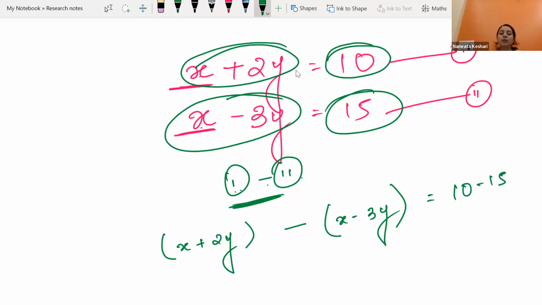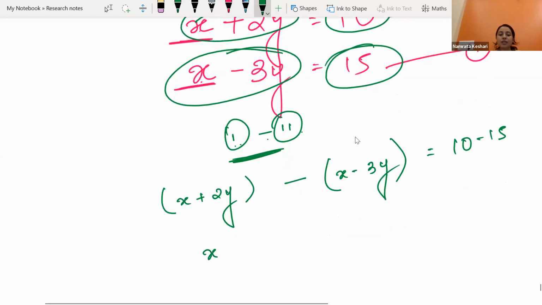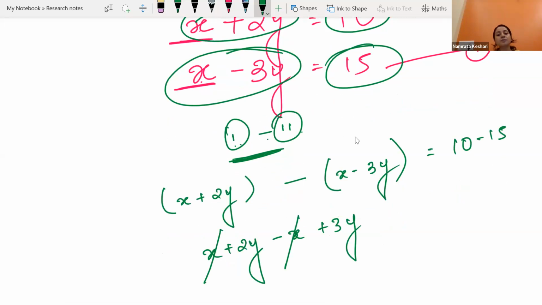Okay, let's open the bracket. We will be having x plus 2y minus x plus 3y. See how easily we are able to eliminate x, and we will be just having y. On the other side, whatever we'll be having will be just a number, and then we'll get the y value from here. This was one of the scenarios.